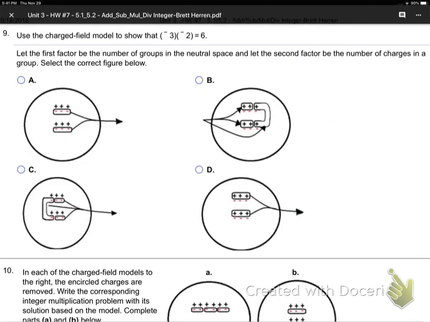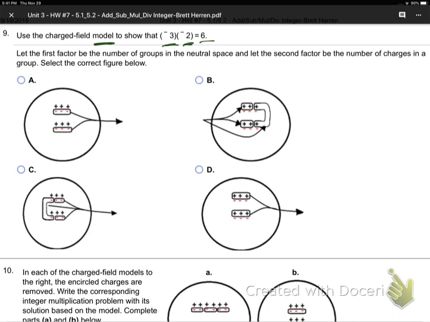Here we are at number 9. Use the charged field model, another model, to show negative 3 times negative 2 is positive 6. Again, I know you know the rule, 2 negatives make a positive, and you'll teach kids that rule, but how do kids feel it? Why is that true? What's the real reason?